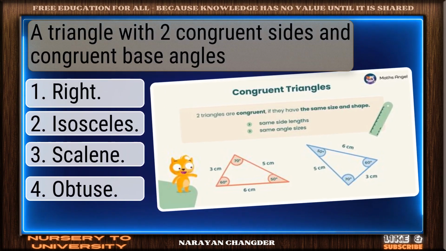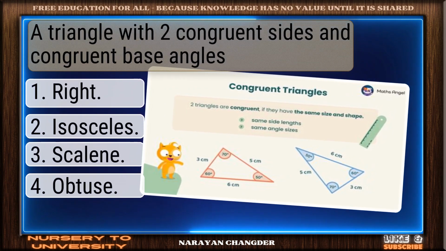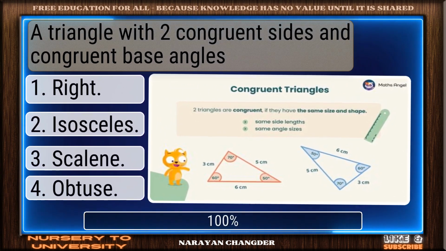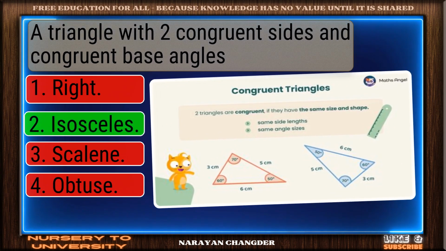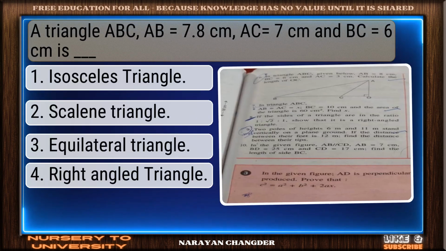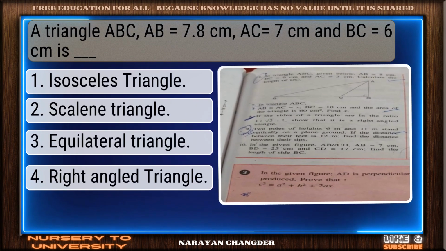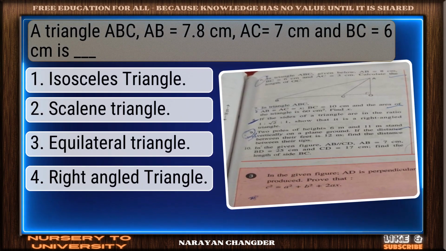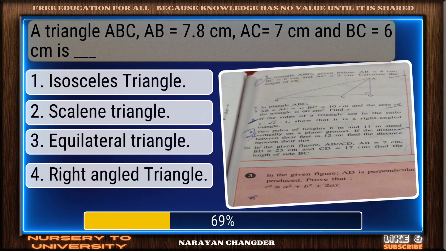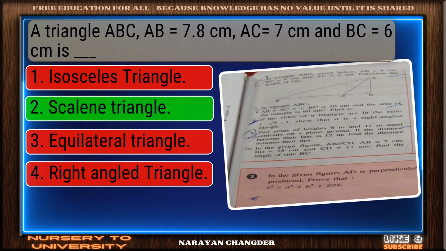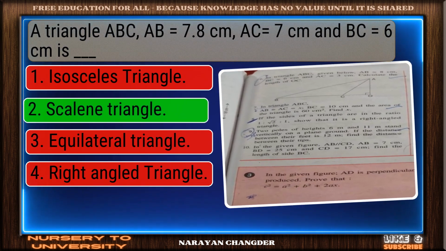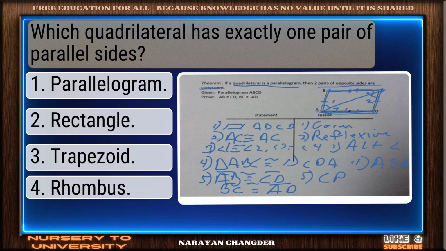Question number 49. A triangle with two congruent sides and congruent base angles. Bravo! Isosceles is the answer. Question number 50. A triangle ABC, AB equal to 7.8 cm, FE equal to 10 cm, and BC equal to 6 cm is dash. Nice selection. Scalene triangle is the correct and valid answer.